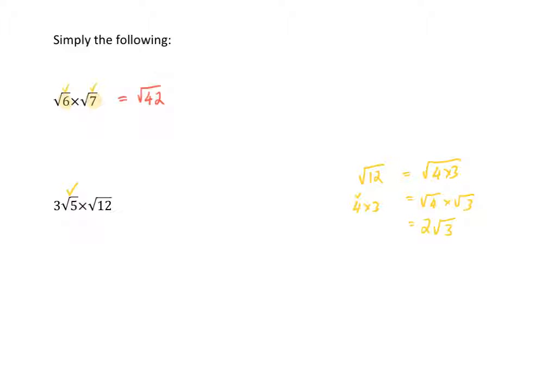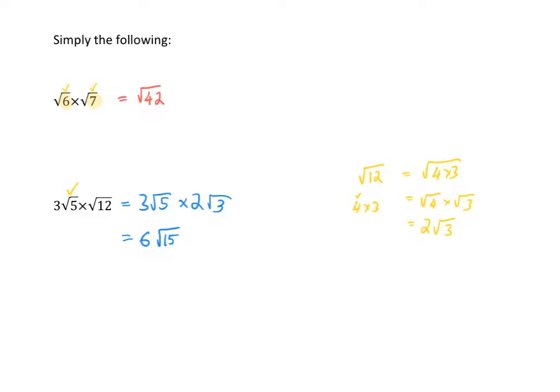Moving back to my original question, I can now rewrite my expression: 3 times the square root of 5 times 2 times the square root of 3. Now, to proceed with my simplification, I need to multiply my numbers under the square root sign together. So 5 times 3 is going to be 15. And multiply my numbers outside of my square roots together. So 3 times 2 is 6. So my simplified answer is going to be 6 times the square root of 15.